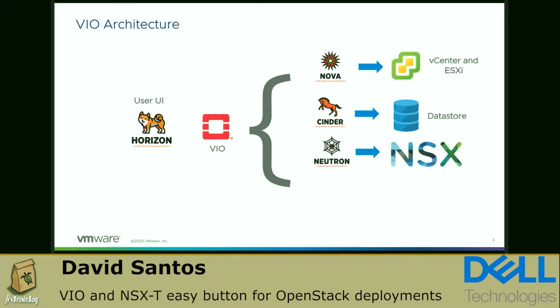Neutron will be provided by NSX. Like Nova, NSX has the benefit of being the single endpoint to deploy networking, like layer 2 switches, routers, load balancers, and firewalls. We also have Glance. Glance is the image project for OpenStack, and in the case of VMware, Glance will be the VM templates that will be consumed in VIO.